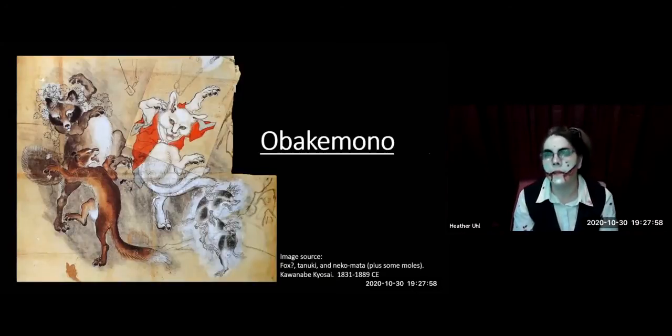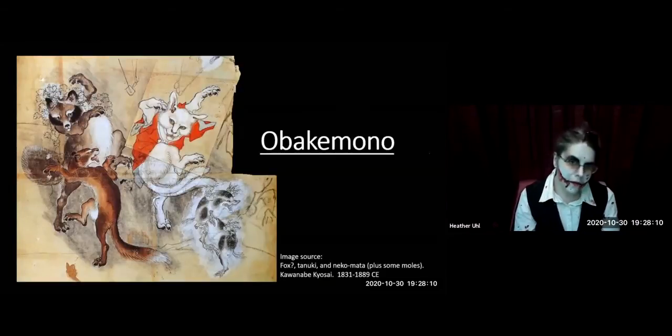Kyosai is said to be the grandfather of all yokai because of his fantastic drawings. But notice the creature in the bottom left corner. What is it? Is it a fox? Is it a weasel? Some say it might be a badger, a very particular type of badger, not the ones that we're used to with the black stripes and the white bellies.